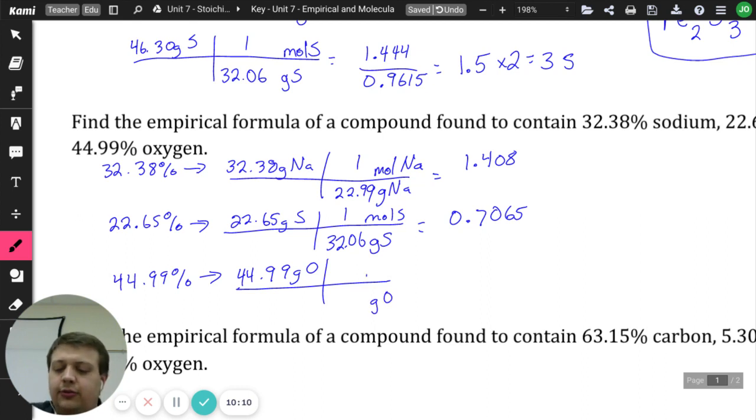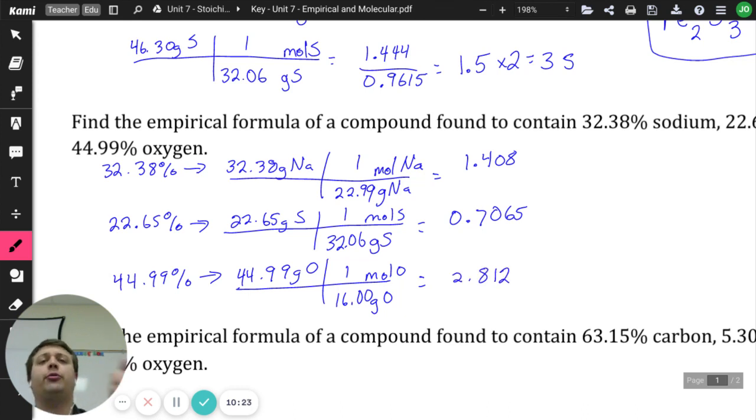And then we do the same thing with our oxygen. So grams of oxygen into moles of oxygen. 1 mole is 16.00 grams. We solve for that, we're going to get 2.812. All right, so we did percent to grams. We did grams to moles. The next step, divide by the smallest. So looking at my three answers there, what's my smallest?